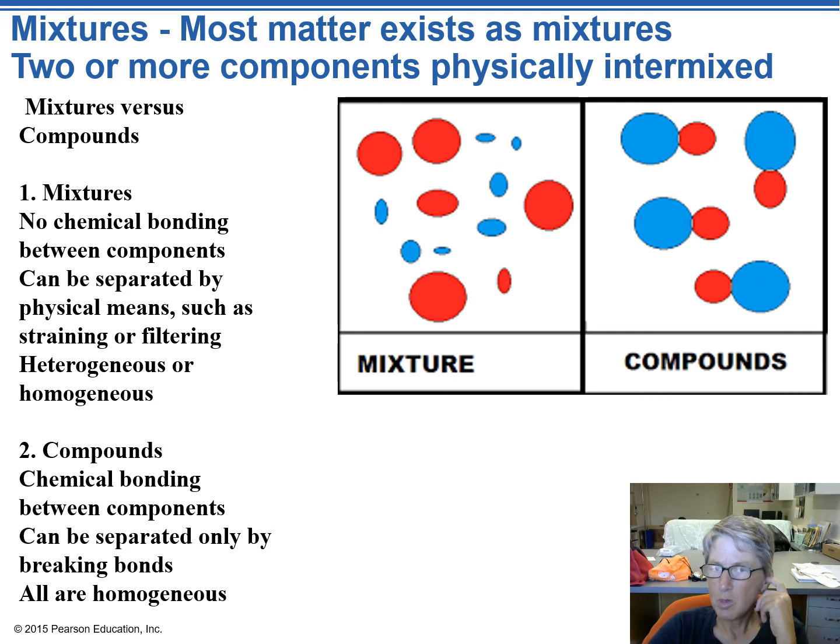And this just shows mixtures versus compounds. If you are in a mixture, there's no chemical bonding between components. So you can see the red balls and these blue circles. They do not have any chemical bonds between them. It's a mixture. If you are a compound, you have a chemical bond between you. So remember, one of our favorite compounds is H2O. There are polar covalent bonds in a water molecule, or water can be a compound or a molecule.